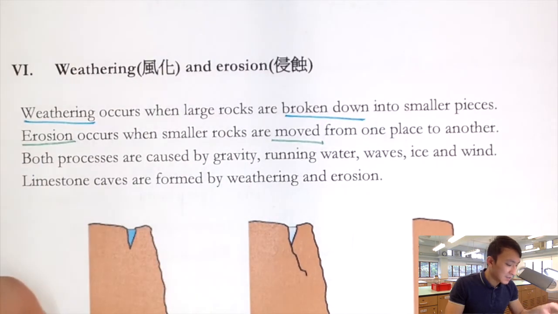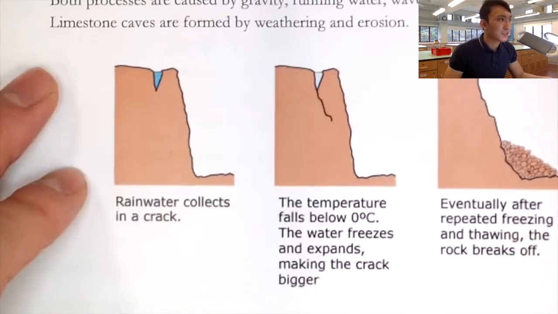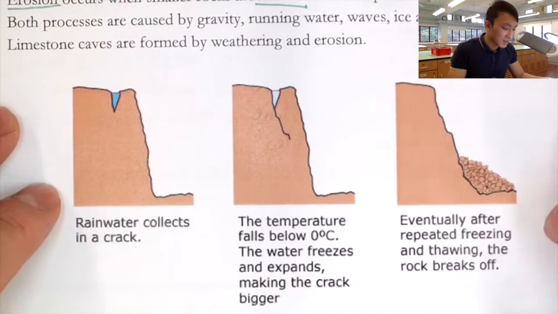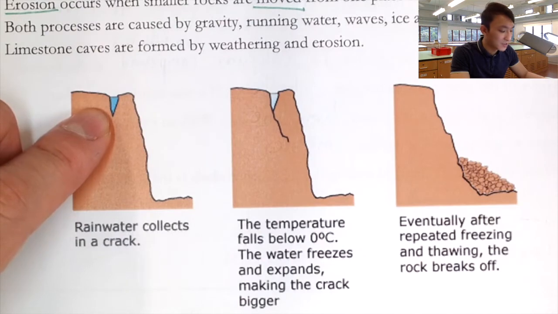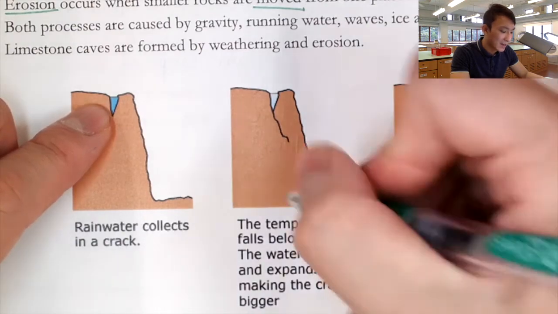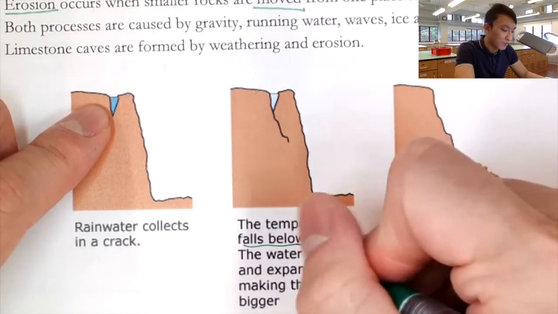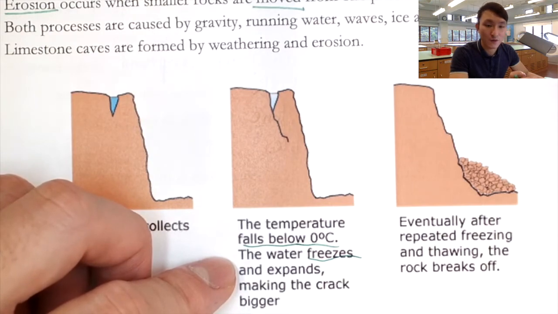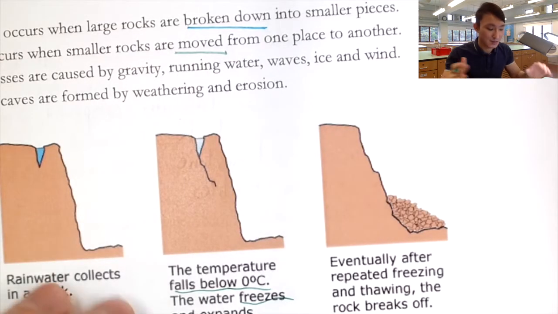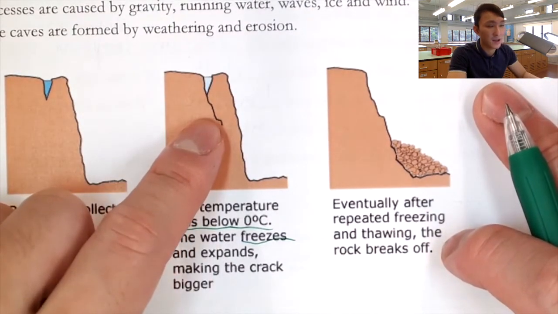Now, down here, there are some graphs showing you one of the very common processes that lead to weathering and erosion. So here, this is a rock where there is a little crack or crevice. So when there is rainfall, some of the rainwater will be collected there, okay? And when it is winter and the temperature gets cold, the water may freeze. And according to your common sense, when water freezes into ice, it expands, it becomes larger in volume. So when it expands, it will make the crack even larger, okay?